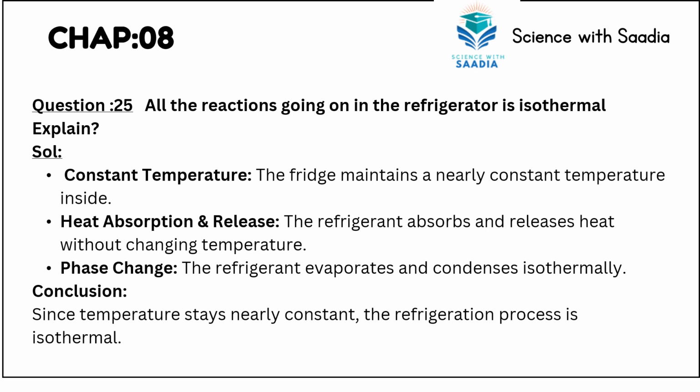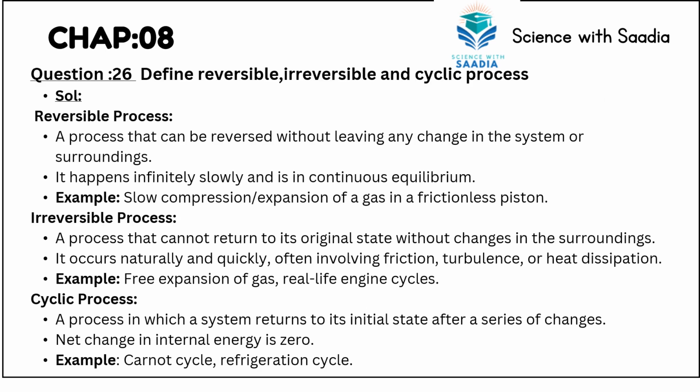Question number 25: we have to explain the processes going on in refrigerators as isothermal. For constant temperature, the fridge maintains a nearly constant temperature inside. Heat absorption and release: the refrigerant absorbs and releases heat without changing temperature. Phase change: the refrigerant evaporates and condenses isothermally. Since temperatures stay nearly constant, the refrigeration process is isothermal.